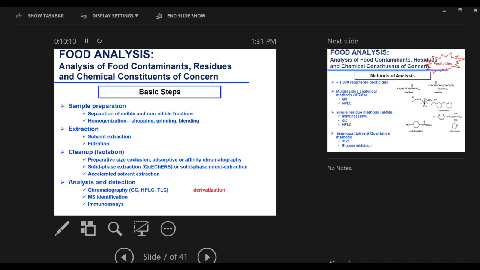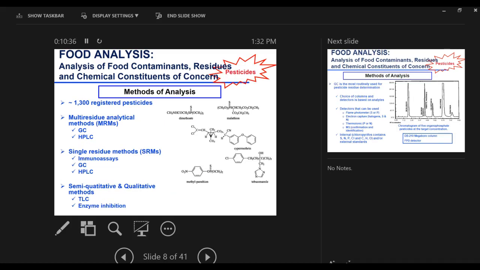So you extract based on the chemical characteristics using solid phase, either extraction or micro extraction depending on the size. And you use accelerated solid extraction to purify and concentrate. And then chromatography, mass spectrometry, often takes mass spectrometry, and immunoassays.